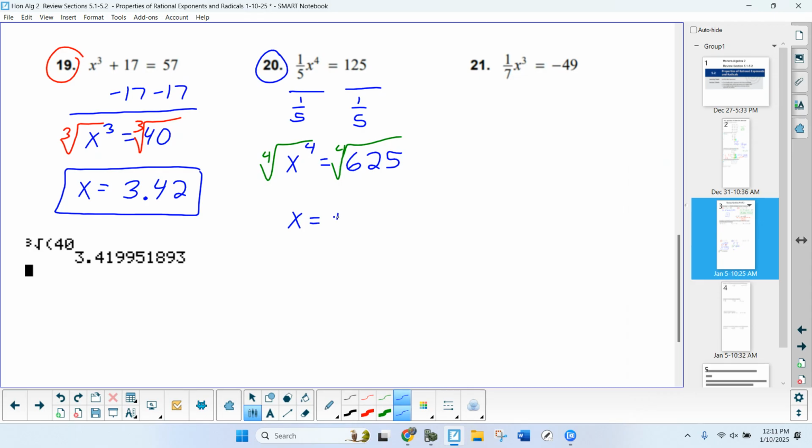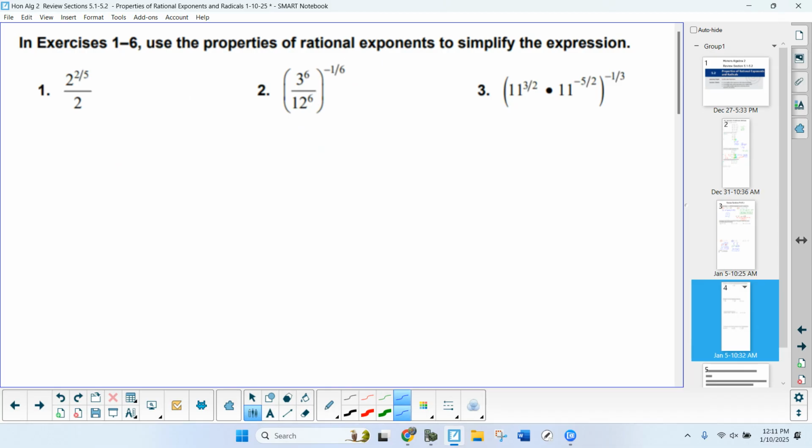Plus or minus 5. Why did we have to put a plus or minus there? Because 5 times 5 times 5 times 5 is positive 625, and negative 5 times negative 5 times negative 5 times negative 5 is positive 625. Questions on that one? Okay, that was all 5-1.